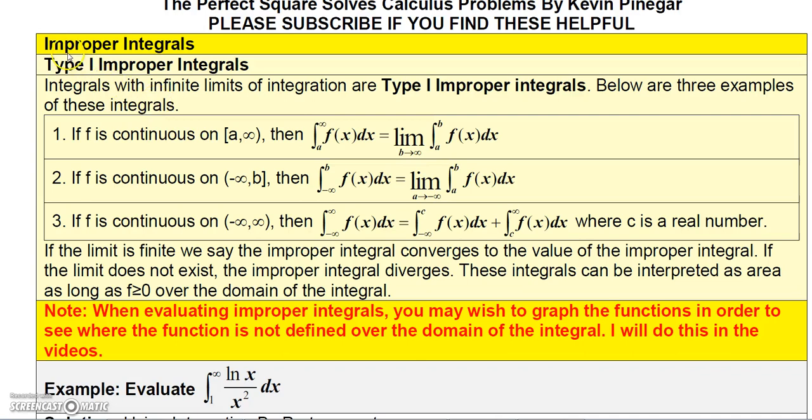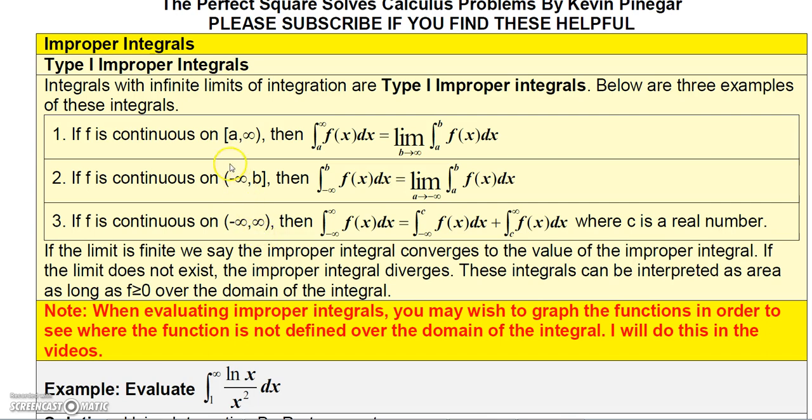So when I'm talking about evaluating improper integrals, I'm actually going to talk about two types. This type 1 of improper integral is integrals that have infinite limits of integration. So if you're trying to integrate over an infinite limit, like say from a to infinity, or from minus infinity to b, or even from minus infinity to infinity.